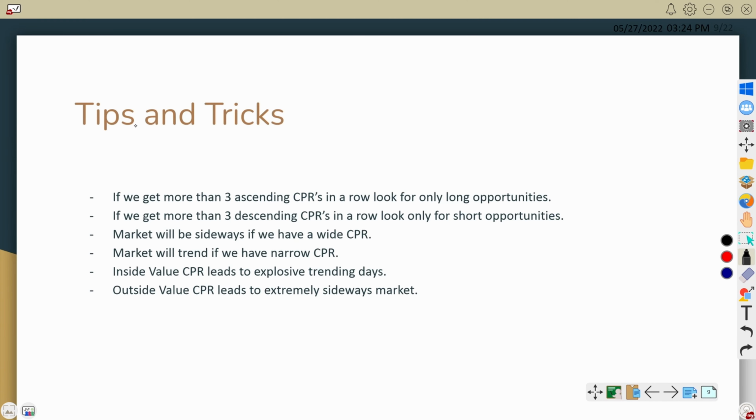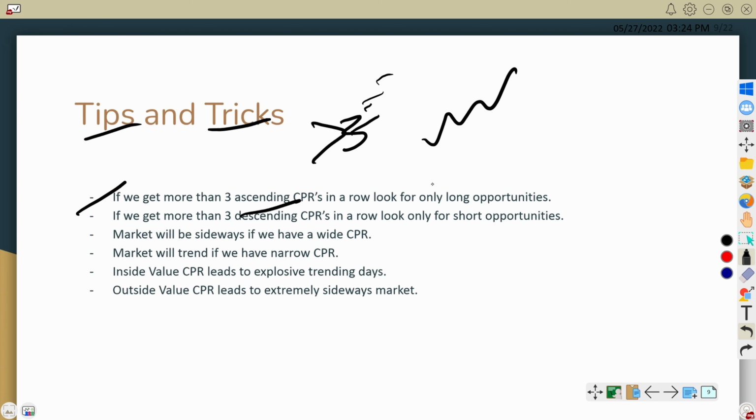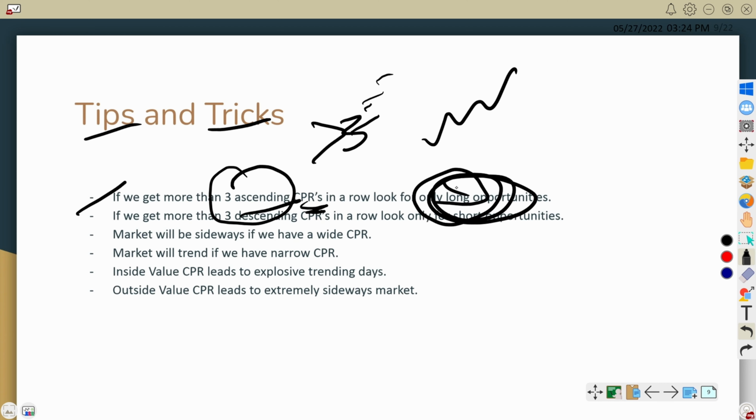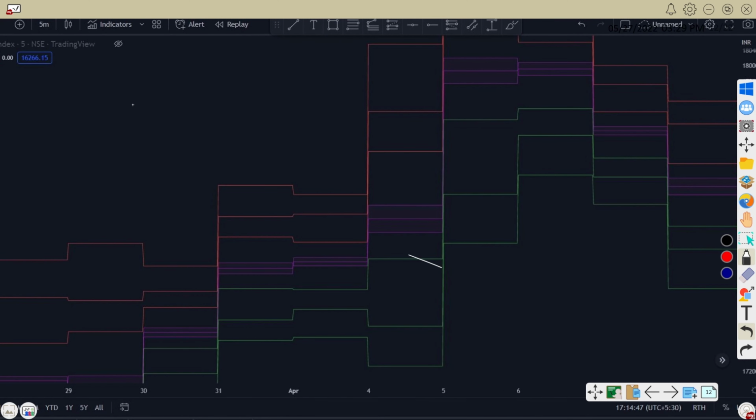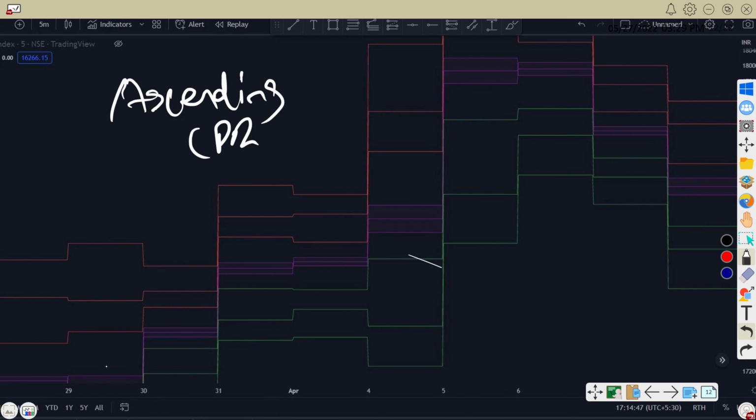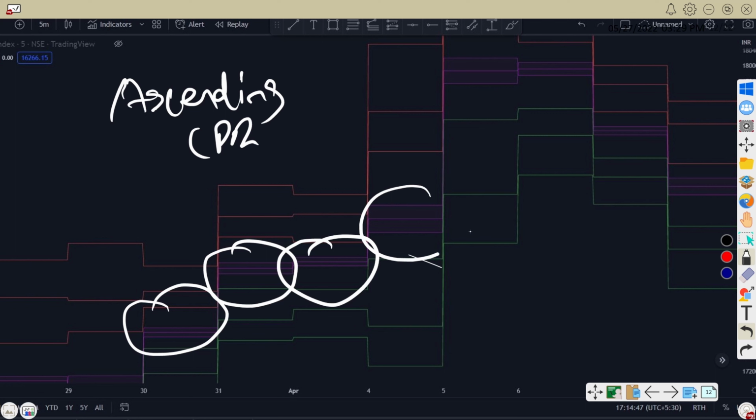So we come back, we are looking at the tips and tricks. So first one is if we get more than 3 ascending CPRs in a row, look only for long. So more than 3 ascending CPRs in a row, we should look only for long opportunities, nothing else. If you get more than 3 ascending CPRs in a row, we have our ascending CPR. Okay. So first day we had an ascending CPR here, then second day, third day, fourth day, fifth day. So 5 days we are having ascending CPR.